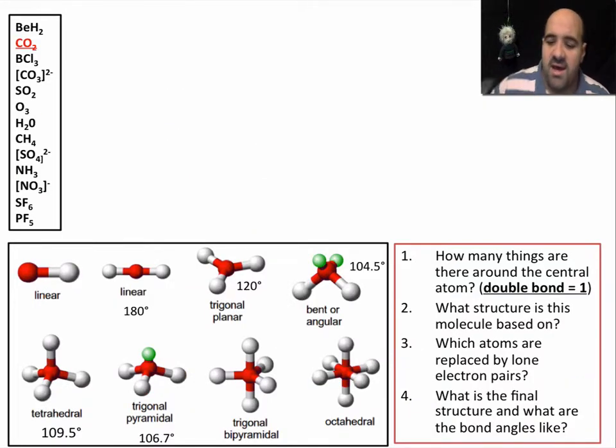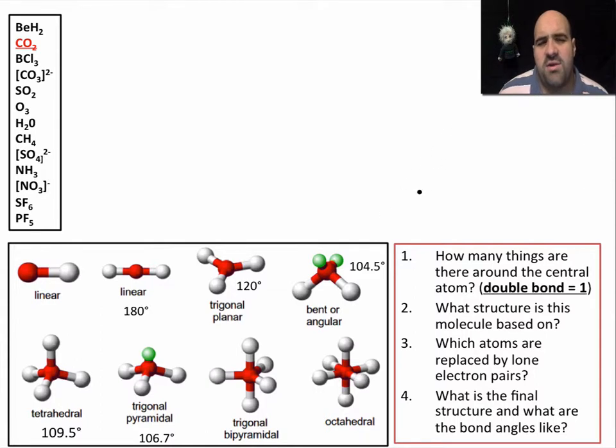So we have some basic shapes we're going to use. Linear. This is two atoms connected together. This is one central atom. The red is a central atom surrounded by two other ones. Again, a central atom surrounded by three. It's going to be trigonal planar, 120-degree angles. Bent or angular, and we're going to talk about the case of water. These little green things are lone electron pairs. Tetrahedral, trigonal pyramidal, trigonal bipyramidal, octahedral.